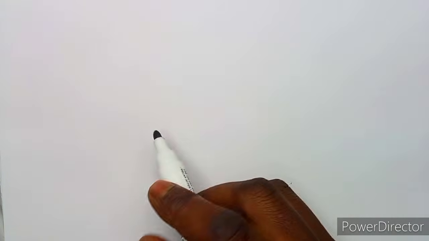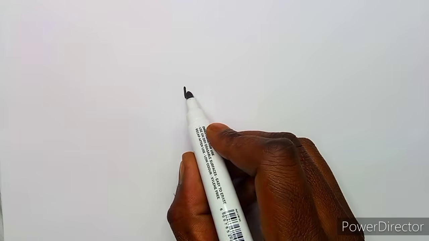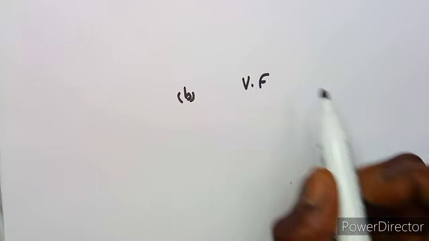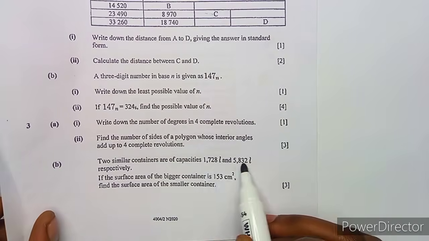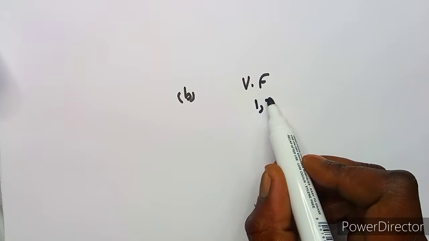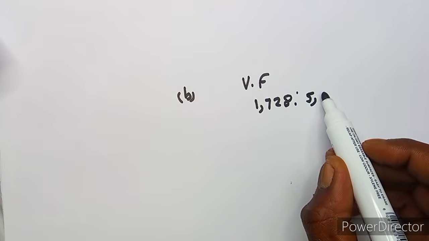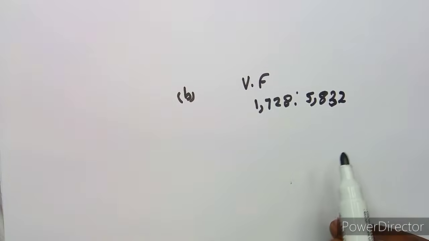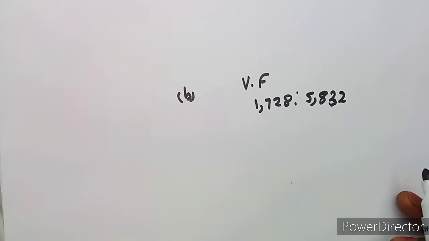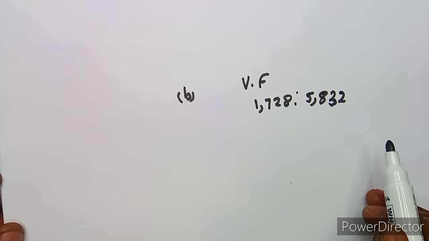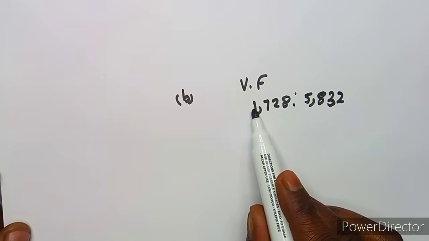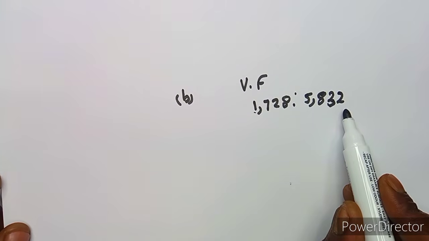Remember from similarity, because this is a question on similarity. We know that if you are given a volume, you're going to use what is referred to as the volume factor. So the volume factor is the ratio of volumes, which is 1,728 as to the other volume, which is 5,832. That is your volume factor. In order to simplify a ratio of volumes, you have to divide.